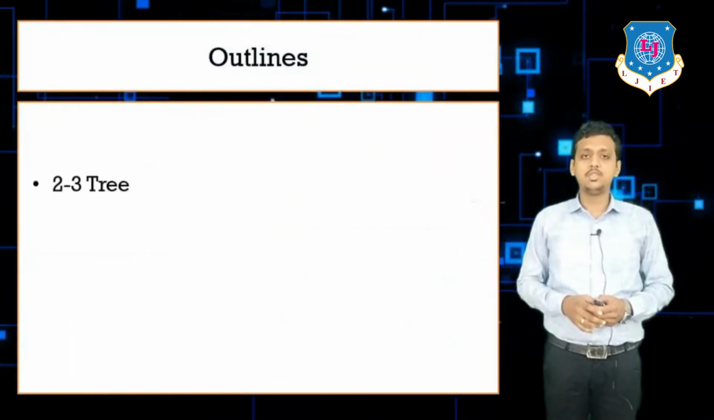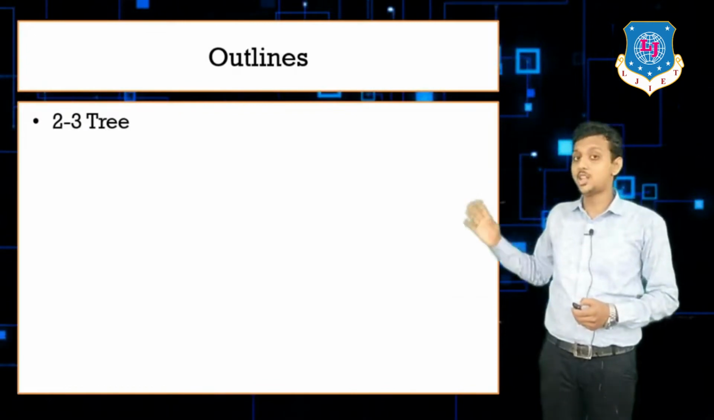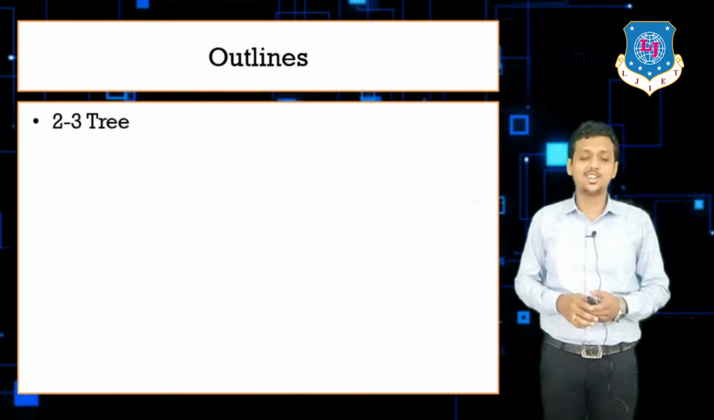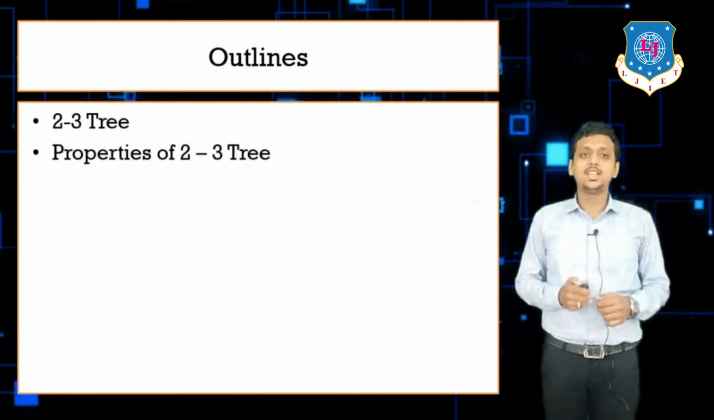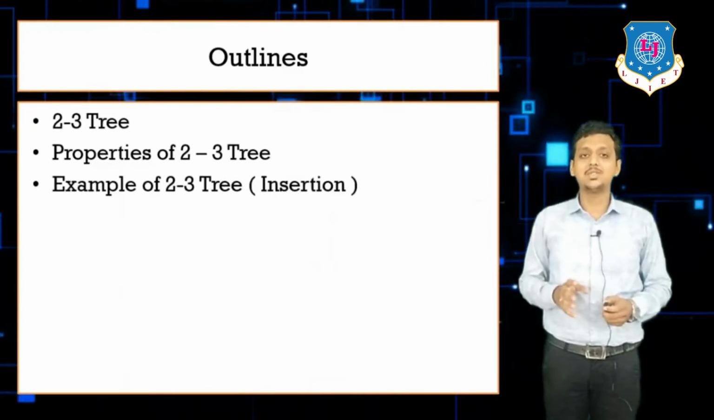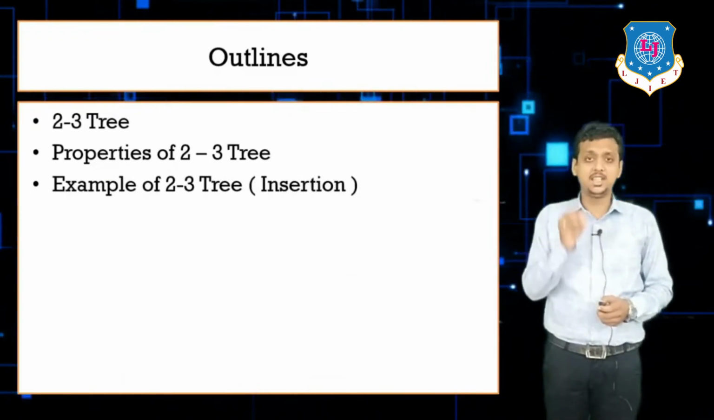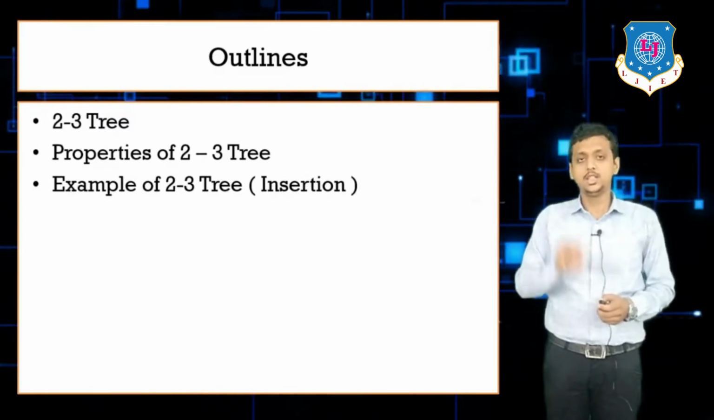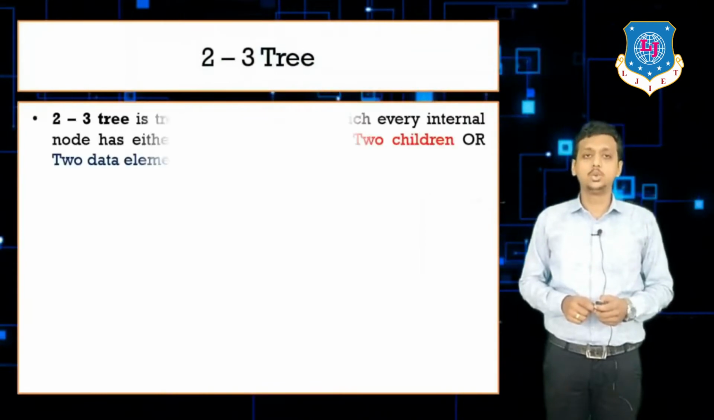Students, today we are going to learn about the 2-3 tree. This is the last topic of our tree data structure. So today we will learn about the 2-3 tree, then we move forward to the properties of the 2-3 tree, and the last one is an example of how we can perform an insertion operation in a 2-3 tree. So first we have the 2-3 tree.